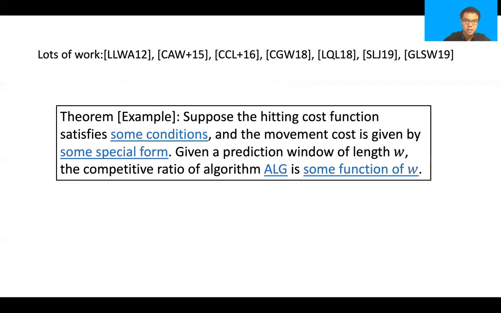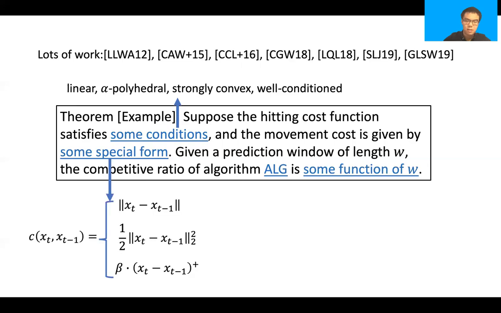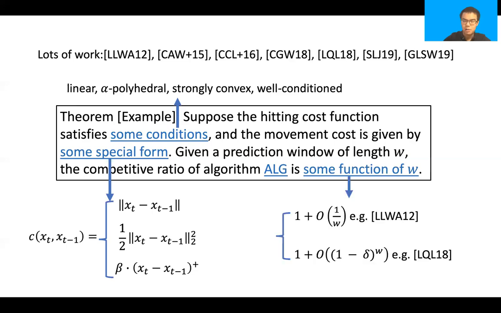Online optimization with predictions has been studied in lots of previous works, and their results can be summarized in a form like below. Suppose the hitting cost function satisfies some conditions, and the movement cost is given by some special form. Given a prediction window of size W, the competitive ratio of some algorithm is some function of W. Notice that the competitive ratio may have different decay rates with respect to W as W tends to infinity. The common thing is that they all converge to 1 as W tends to infinity.